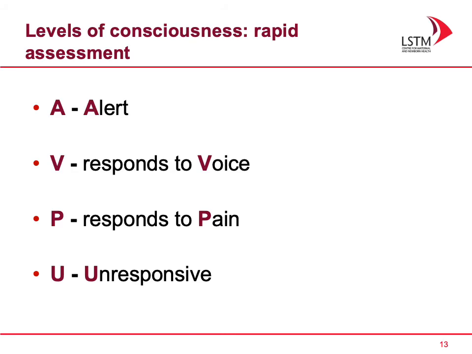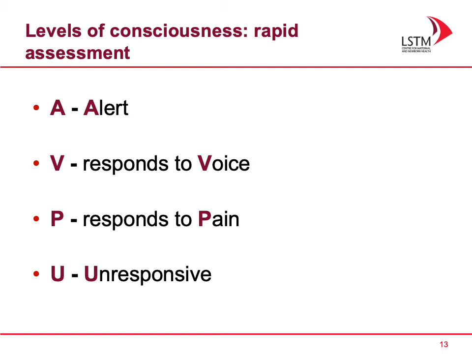So, how can we rapidly assess the conscious level? It's often quite difficult to remember all the different score lines in the Glasgow Coma score, but this is a very quick and simple way to assess conscious level, which is adequate for most cases of obstetric care. So A means alert. Alert means that the patient has got their eyes open and they are looking around and they are immediately responding when you speak to them.